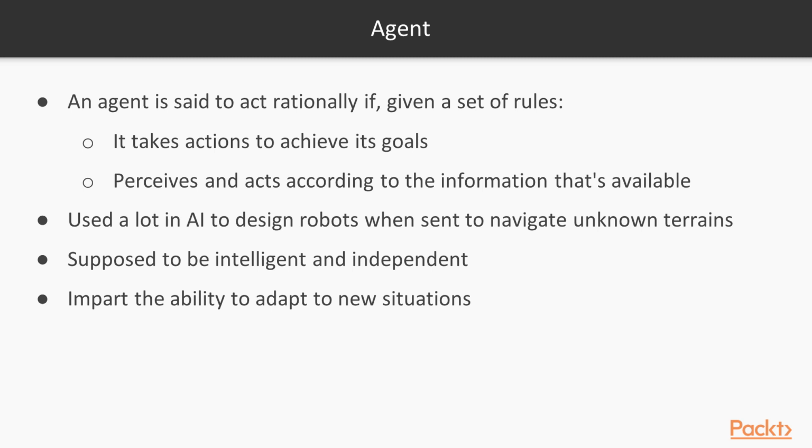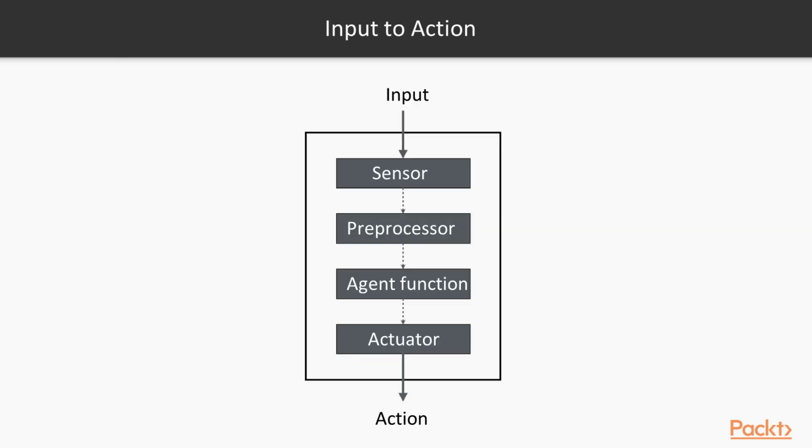This system is used a lot in AI to design robots when they are sent to navigate unknown terrains. The agent is supposed to be intelligent and independent. We want to impart the ability to adapt to new situations. The best interests are dictated by the overall goal it wants to achieve. This flow diagram shows how an input gets converted to action.